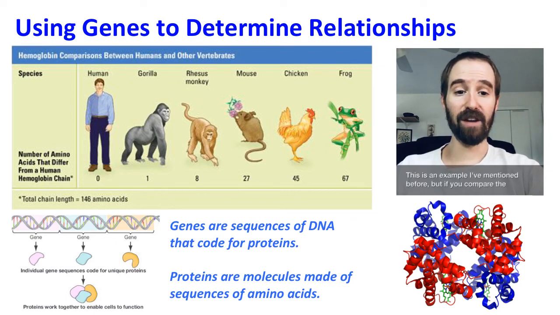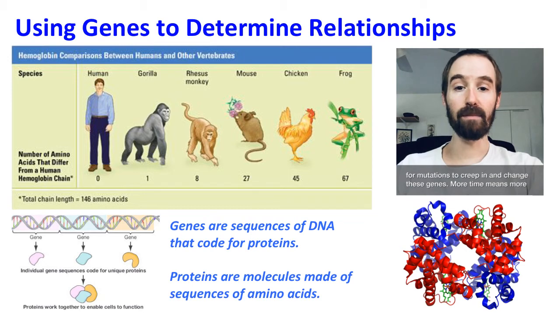This is an example I've mentioned before, but if you compare the hemoglobin proteins from different vertebrate animals, you can figure out who's related to who, because closely related groups will have very similar hemoglobin. That's because less time will have passed since those two groups shared a common ancestor, and that means less time for mutations to creep in and change these genes. More time means more mutations, more differences in genes and the proteins they code for.